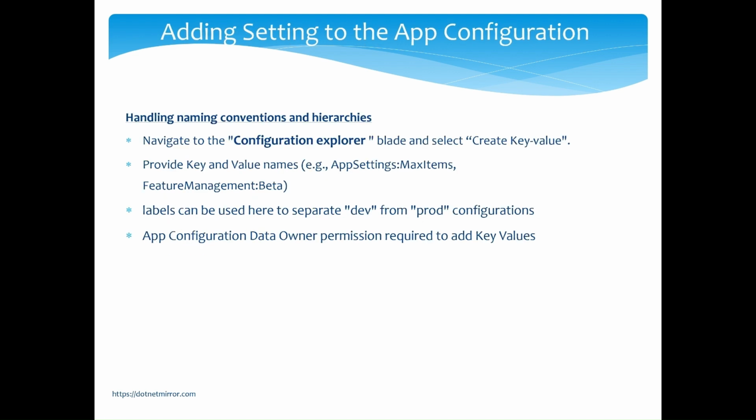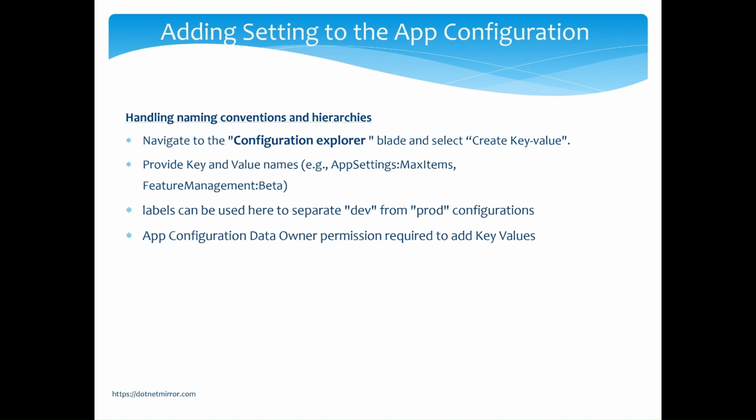Once it is provisioned, we head over to the configuration explorer. This is where you manually add or import your keys. Instead of flat keys, you want to use hierarchies. For example, instead of a key named MaximumItems, use AppSettings colon MaxItems. This maps perfectly to the configuration provider in .NET, allowing you to bind these settings directly to strongly typed C# classes later. Also pay attention to the labels.